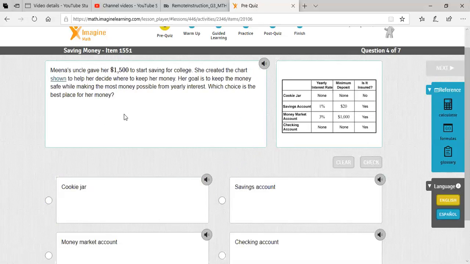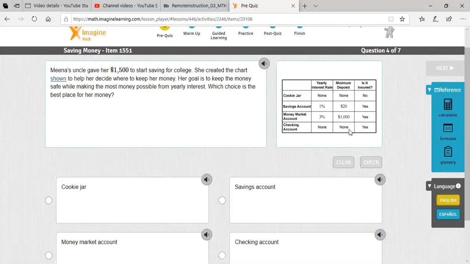Mina's uncle gave her $1,500 to start saving for college. She created a chart shown to help her decide where to keep her money. Her goal is to keep money safe and make the most money possible for yearly interest. Which choice is the best place for her money? Okay, obviously the cookie jar doesn't yield any interest, that's not good. Savings account gives you 1%, but the money market account yields 3%. And she has 1,500, so she qualifies because the minimum is 1,000. She has $1,500, so she qualifies. So this is the best choice, the money market account.